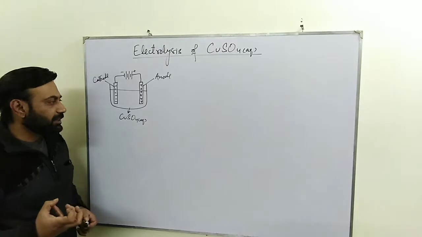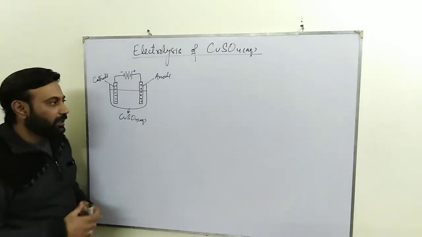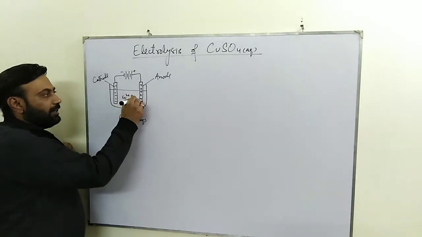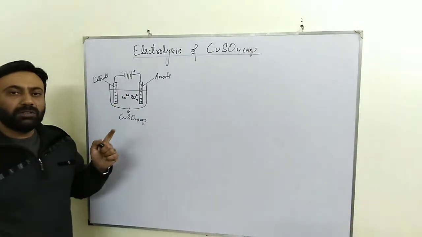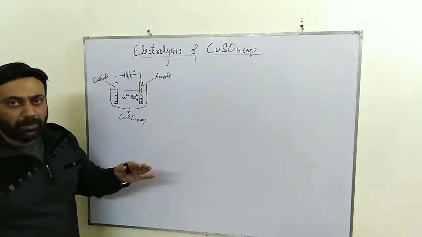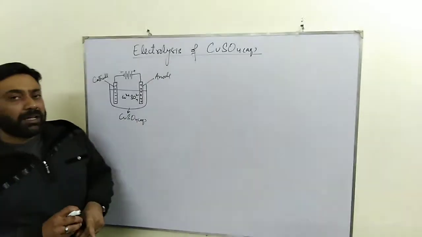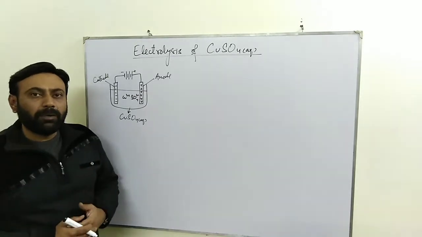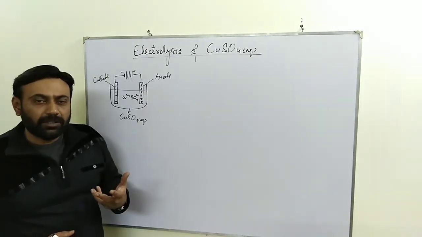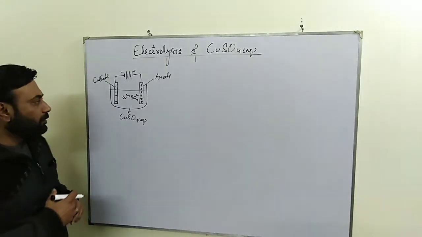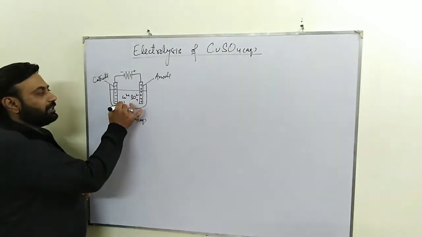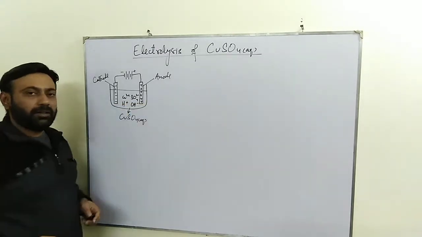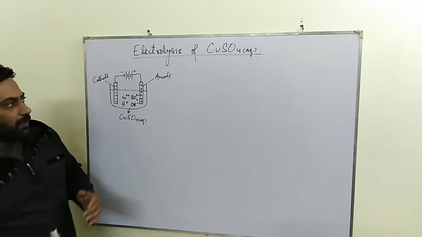Now the ions present in copper(II) sulfate solution are obviously copper(II) ions and sulfate ions. These are the ions which come from the ionic compound. But water, although a covalent compound, also starts ionizing itself. It's called self-ionization. And whenever water is ionized, it produces H+ ions and OH- ions, hydrogen ions and hydroxide ions.